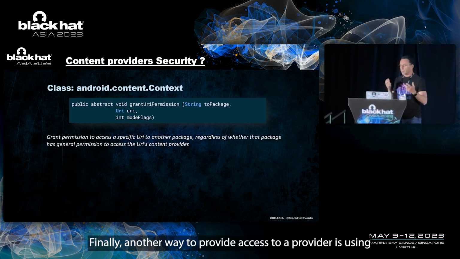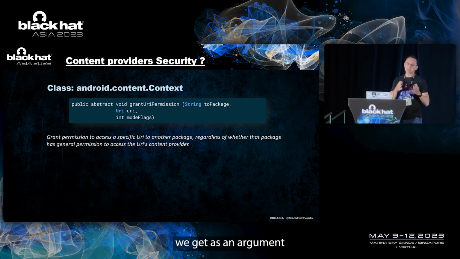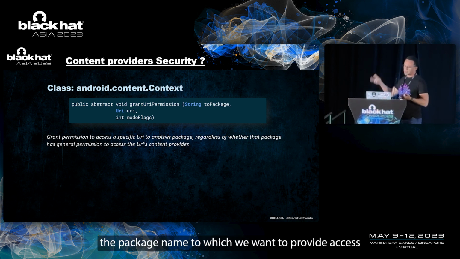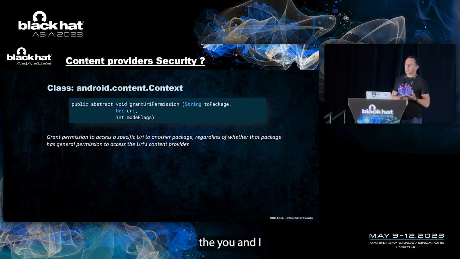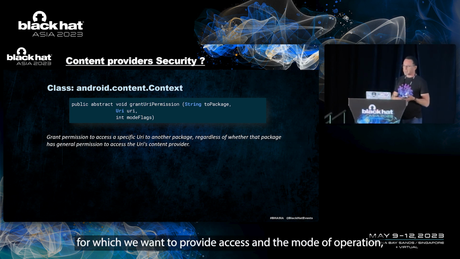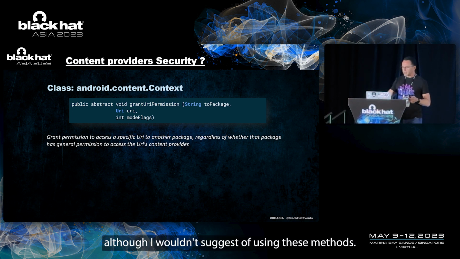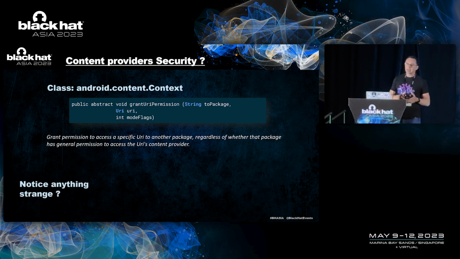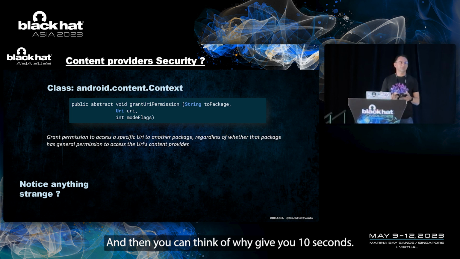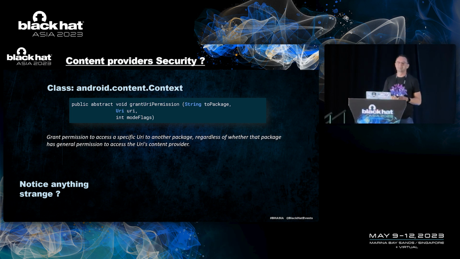Finally, another way to provide access to a content provider is using this method here, grantUriPermission, which gets as arguments the package name to which we want to provide access, the URI for which we want to provide access, and the mode of operation. Although I wouldn't suggest using this method, and anyone can think of why, I'll give you 10 seconds.